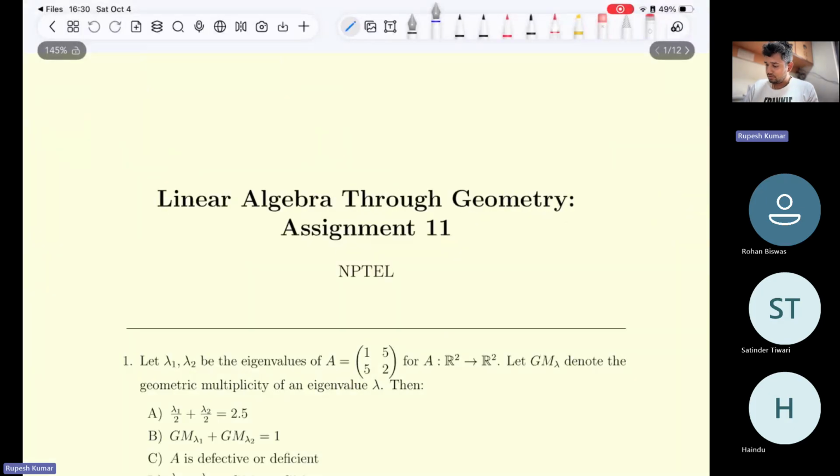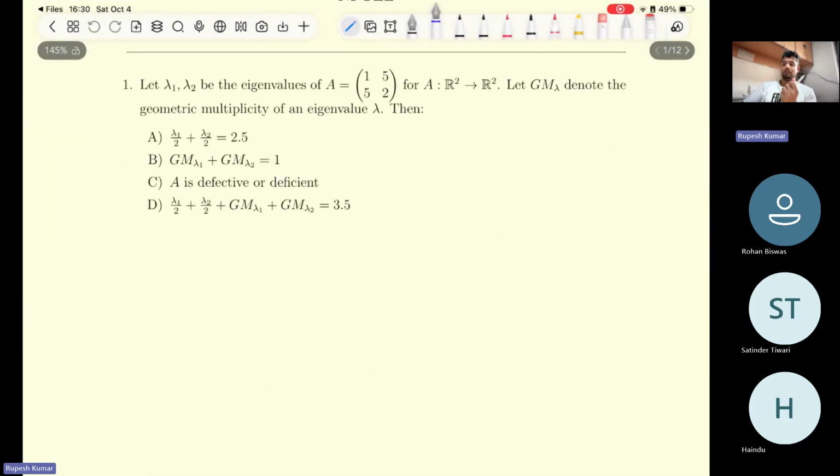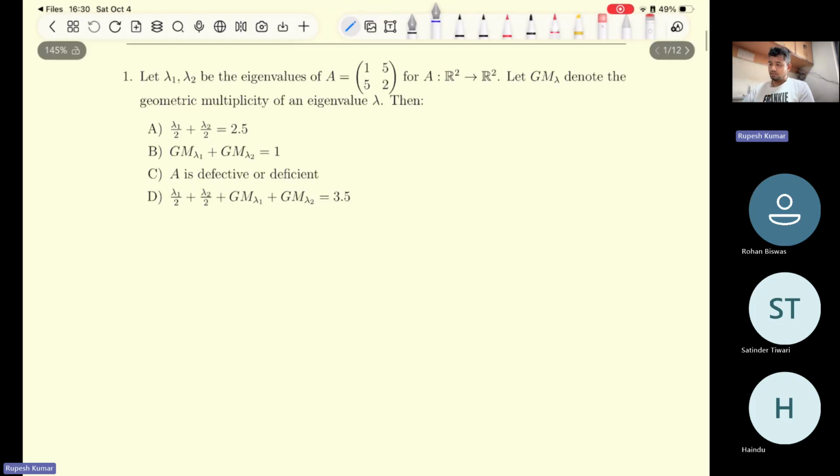Right. So let's solve a few problems on this and then we can end the session. Let lambda 1, lambda 2 be the eigenvalues of a matrix A in R2 cross 2. Then GM is the geometric multiplicity of an eigenvalue lambda. Then a few questions. Can you solve this, everyone? You know how to solve this, right?